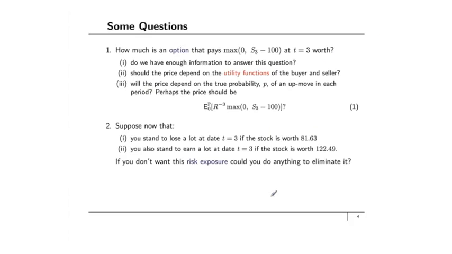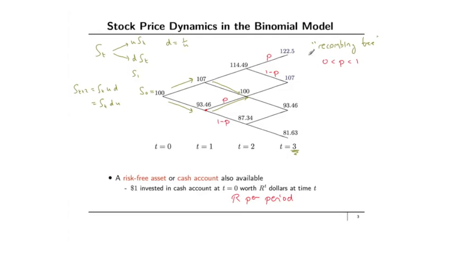So now we have some questions. One question that we'd like to answer is how much is an option that pays the maximum of 0 and S3 minus 100 at t equals 3 worth? Well, let's go back and take a look. So what is the maximum? So we have a maximum of 0 and S3 minus 100.